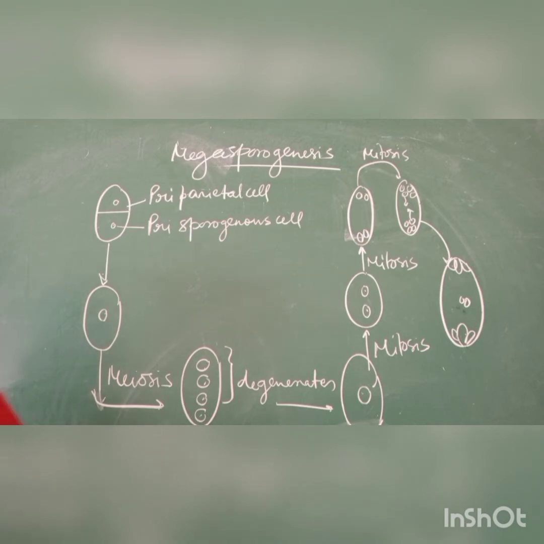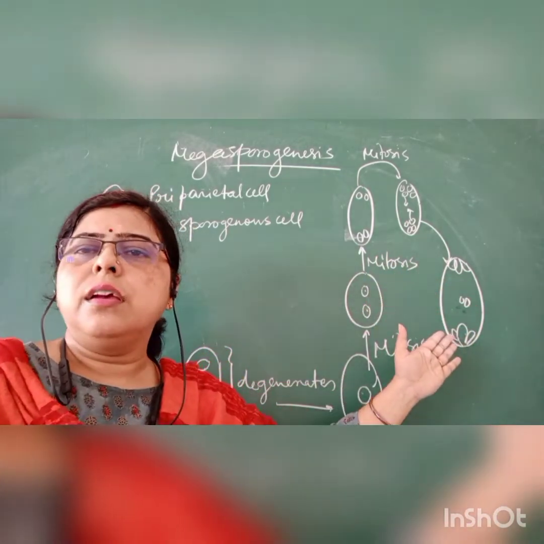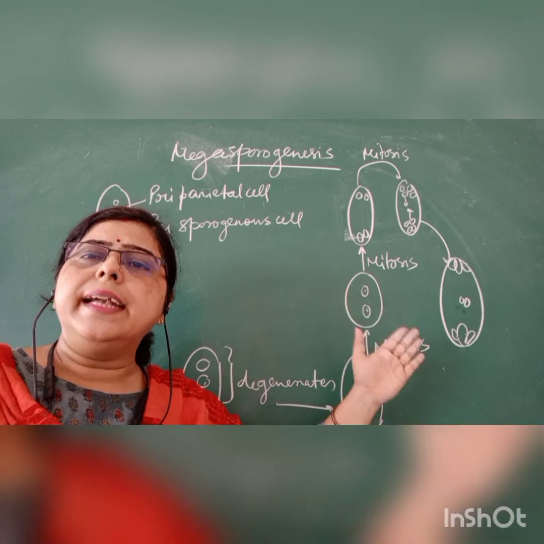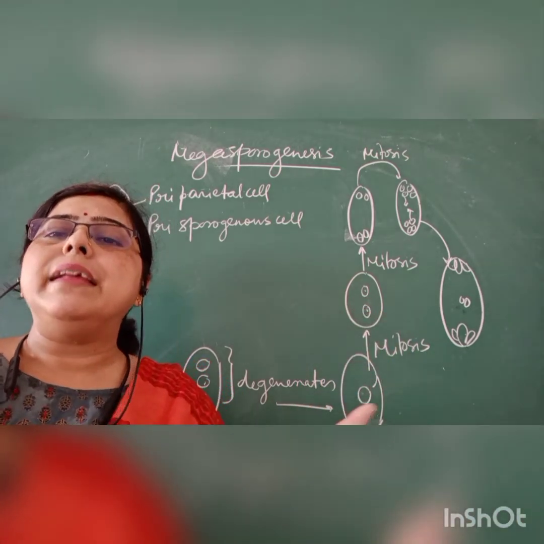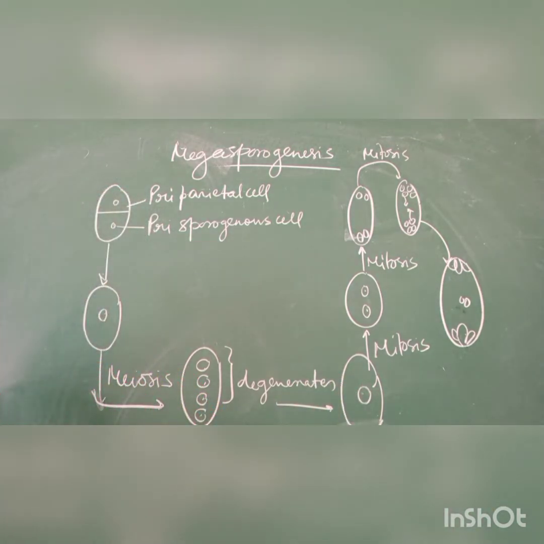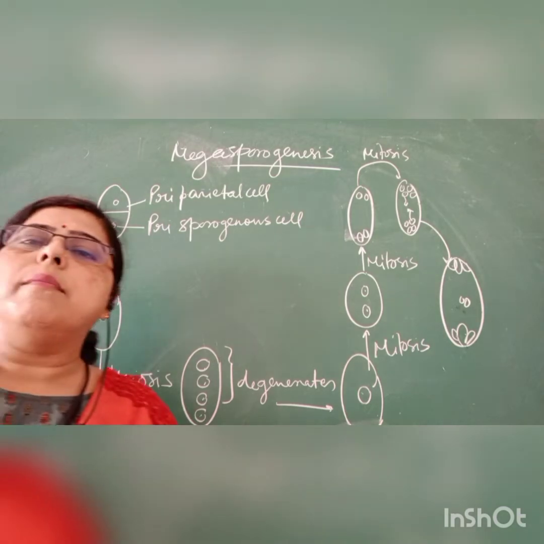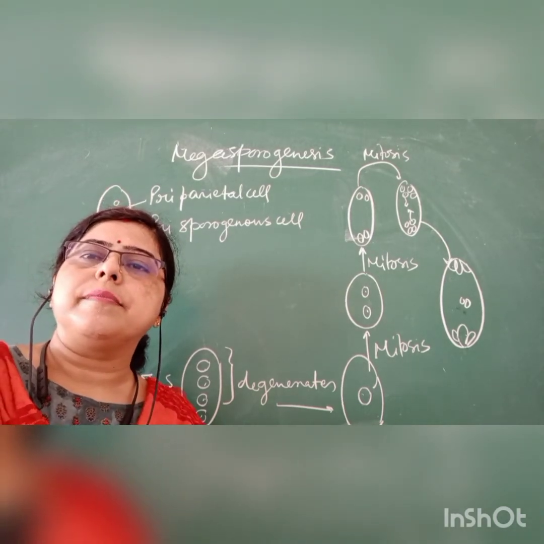Why? Because here poly means many, 8 haploid structures are present, so it is called polygonum, many haploid structures, and the monosporic development also. So this is the overall megasporogenesis.